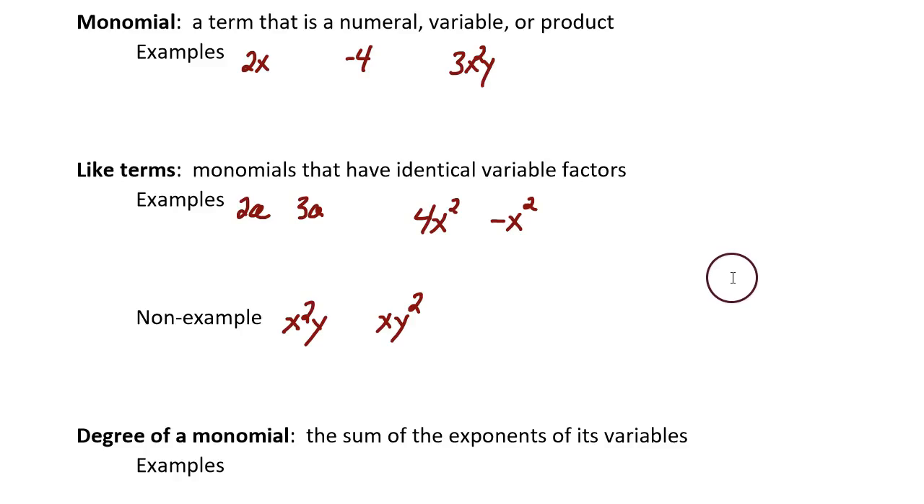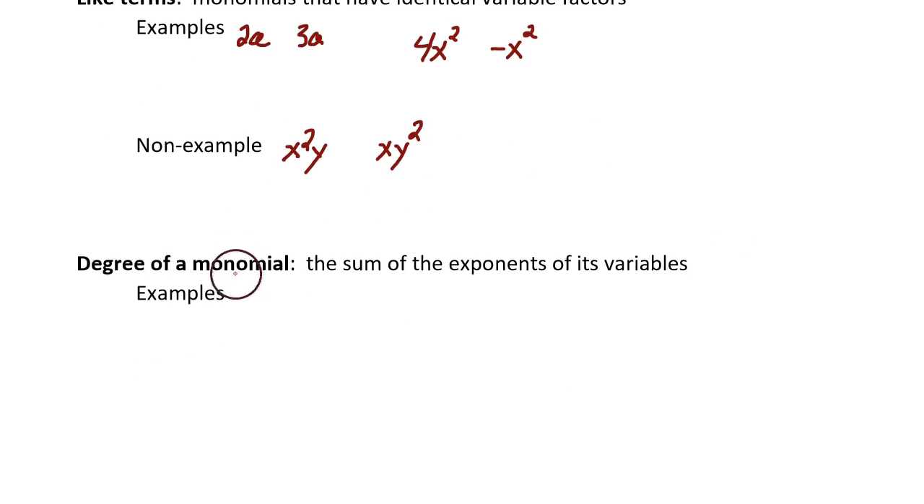Next, let's review degree of a monomial. This is the sum of the exponents of its variables. So here is a monomial. This monomial is degree 3. Because the exponents on its variables sum to 3. X to the second power and y to the first power, 2 plus 1 is 3.